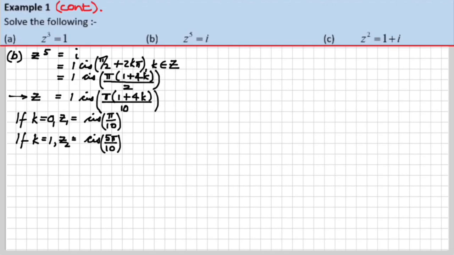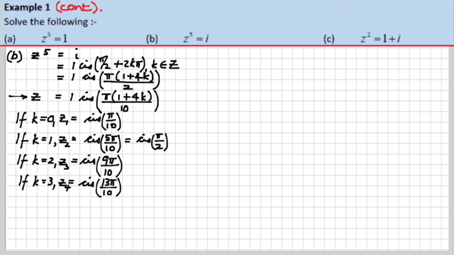If k is 0, z1 would be cis pi on 10. If k was 1, z2 would be, applying this formula, 5 pi on 10, and that is the same as cis pi on 2. If k was 2, the third root would be cis 9 pi on 10. Cooking along well. If k is 3, the fourth root would be cis 13 pi on 10, which we need to put in principal argument form, which would be cis of minus 7 pi on 10.